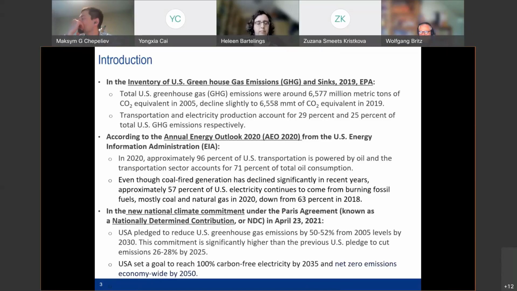In April 2021, the Biden administration released the new national climate commitment. The US pledged to reduce greenhouse gas emission by 50 to 52% from 2005 levels by 2030. This commitment is significantly higher than the previous pledge, which cut emission by 26 to 28% by 2025. In addition, the United States set a goal to reach 100% carbon-free electricity by 2035 and net zero emission for the entire economy by 2050. This is really an ambitious goal that puts all the pressure on the entire economy, especially transportation and electricity, which are the biggest emitters.